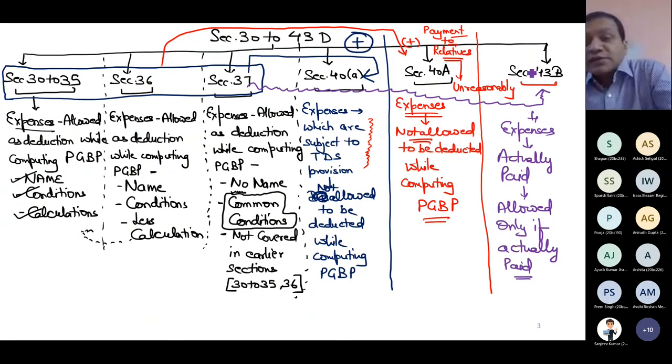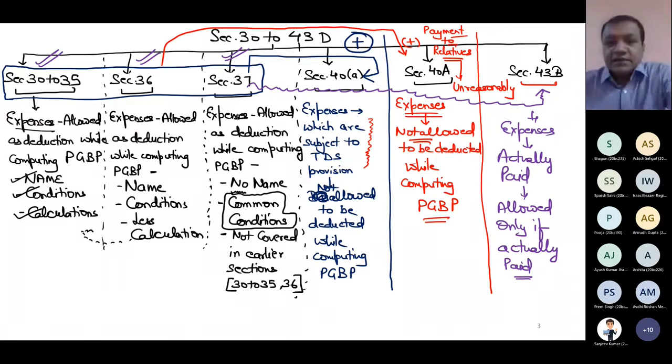So same is the case here. 43B also covers those expenses which have first passed the test of either 30 to 35 or 36 or 37. Once they have passed the test of any of these three categories, then I need to carefully check, is this expenditure also covered under 43B? If yes, then I need to check, have you actually paid it? If paid, only then claim it as deduction, otherwise not allowed.